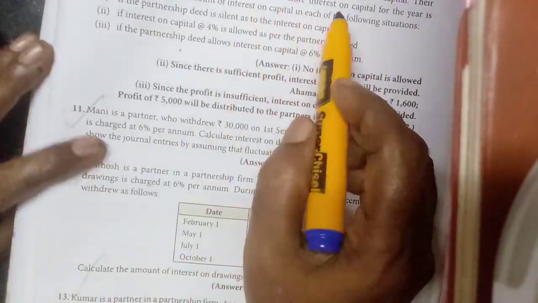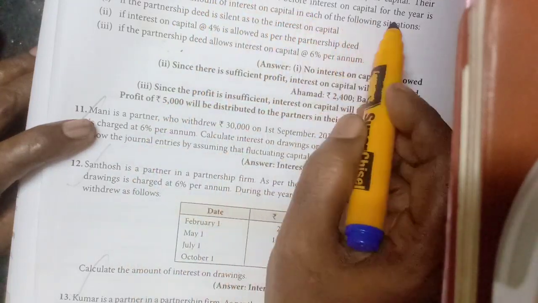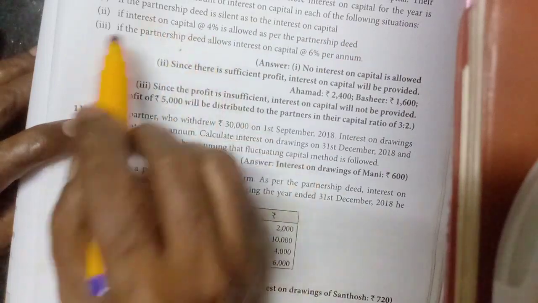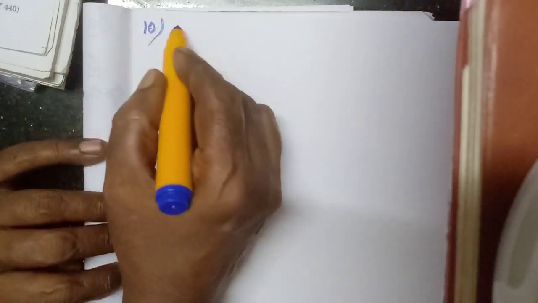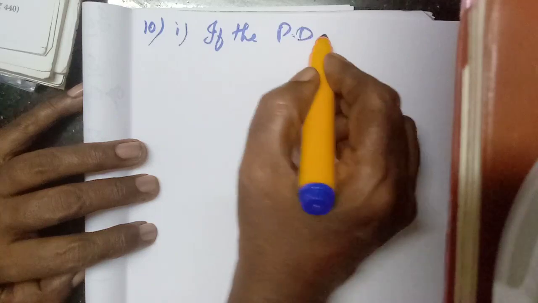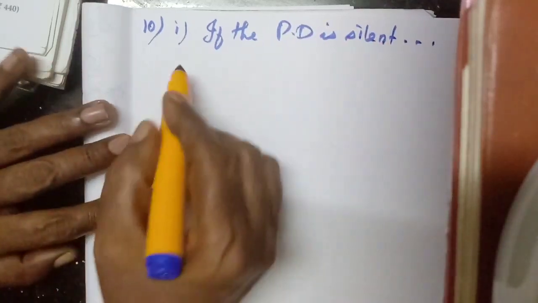Ahmad and Bashir contribute 60,000, 40,000 as capital. Their respective share of profit 2:1. Profit before interest on capital 5,000. Compute the amount of interest on capital in each of the situations. Partnership deed is silent. That we know. Exercise 10. Number 1, you want to write. If the partnership deed is silent, as to that question you have to write.